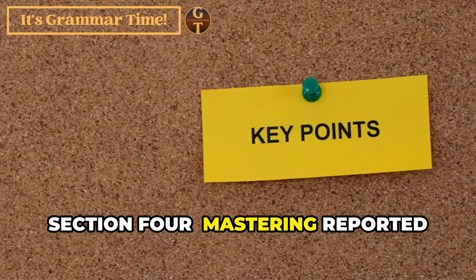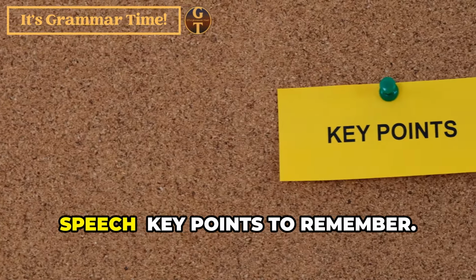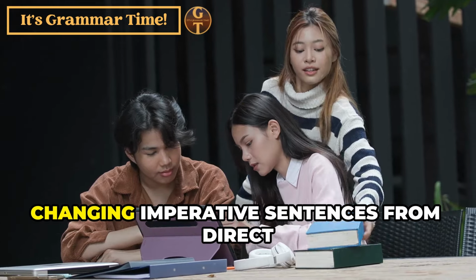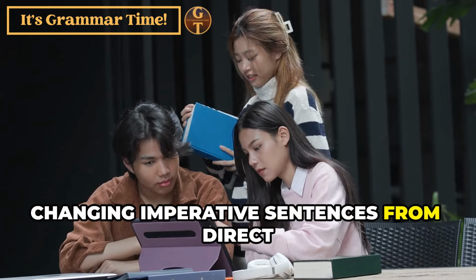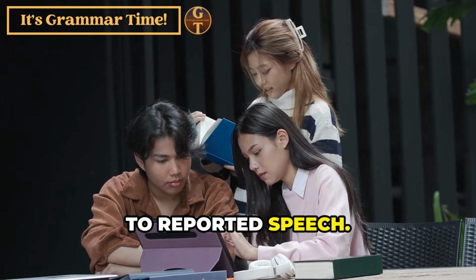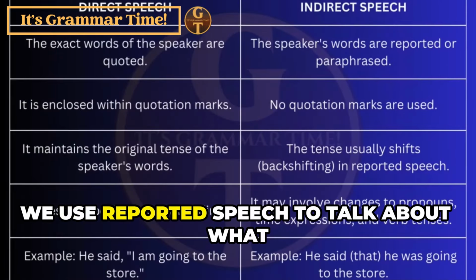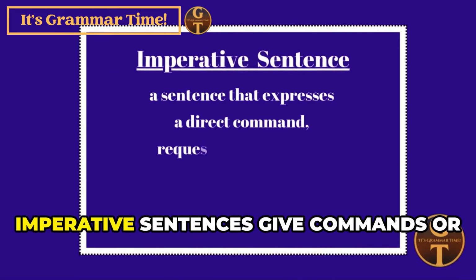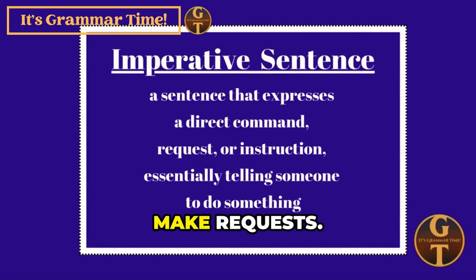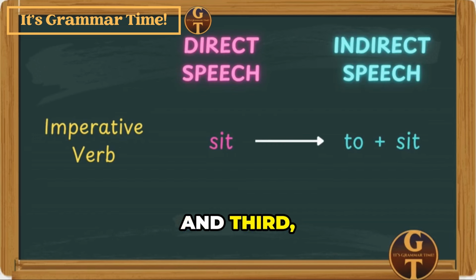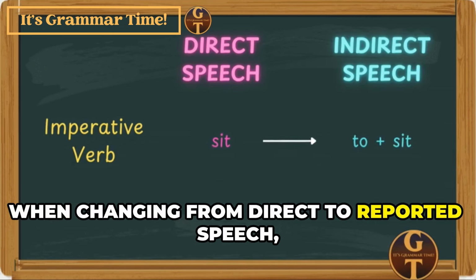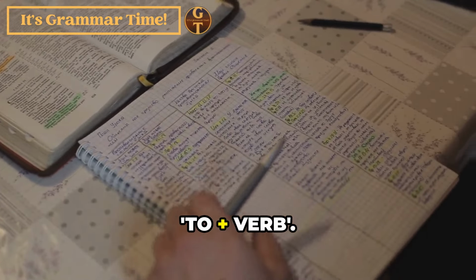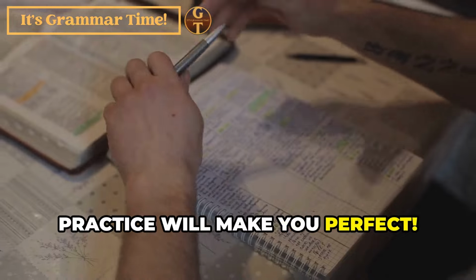Section 4. Mastering reported speech. Key points to remember. Let's review what we've learned about changing imperative sentences from direct to reported speech. First, we use reported speech to talk about what someone said. Second, imperative sentences give commands or make requests. And third, when changing from direct to reported speech, remember to adjust the imperative verb to plus verb. Practice will make you perfect.